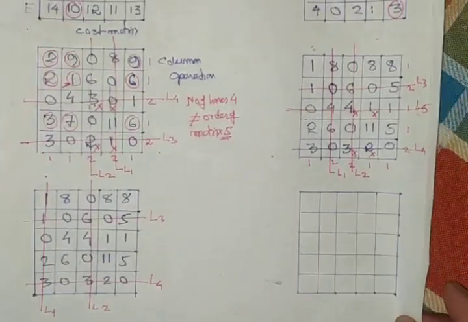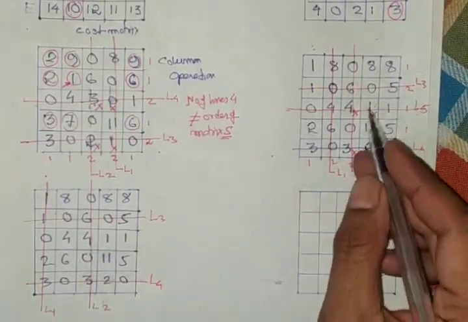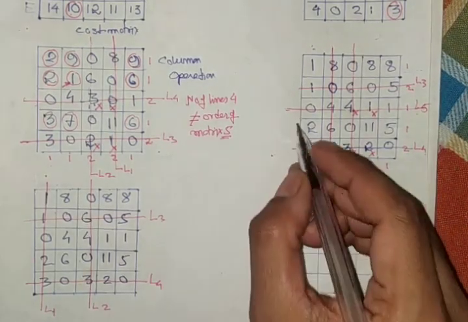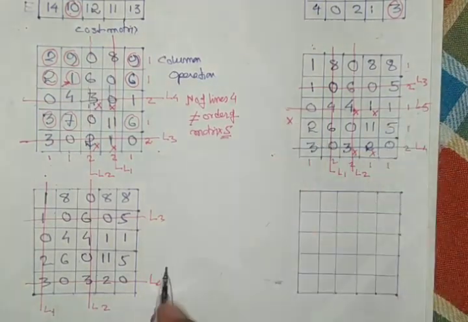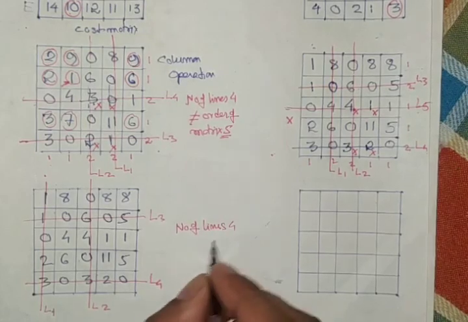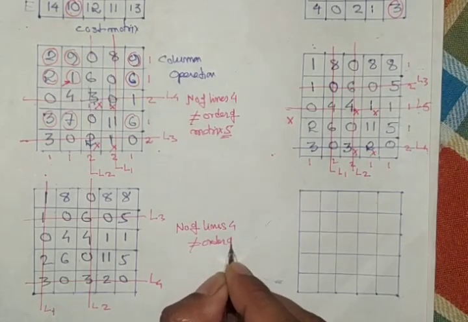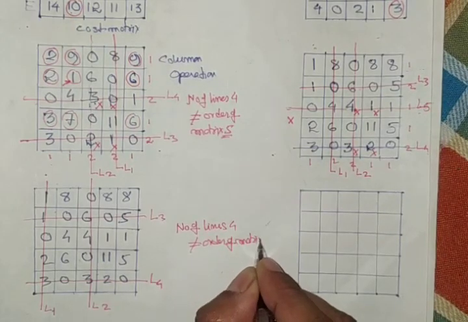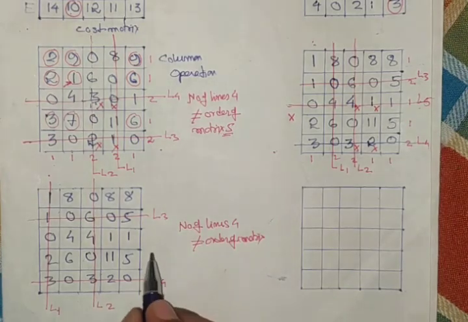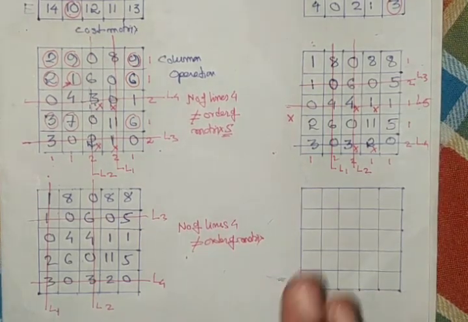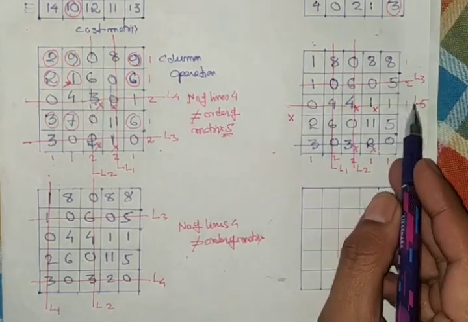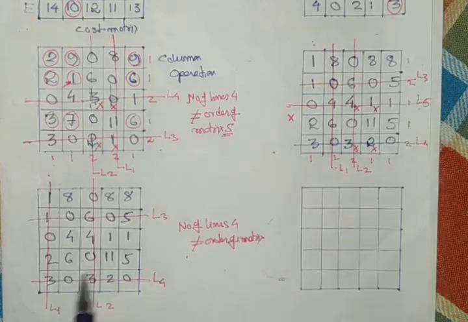So construction of the lines is very important as far as this assignment problem is concerned. So this is wrong. Here the number of lines, 4, is not equal to the order of the matrix. So we have to use the minimum number of lines to cover all the zeros. Here we are using 5 lines, which is incorrect. This is the correct one.